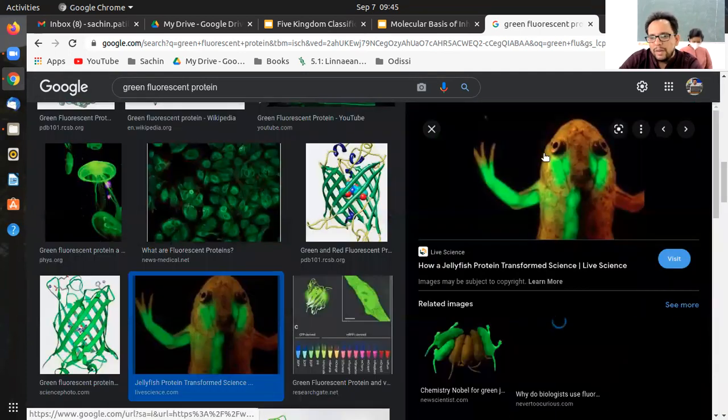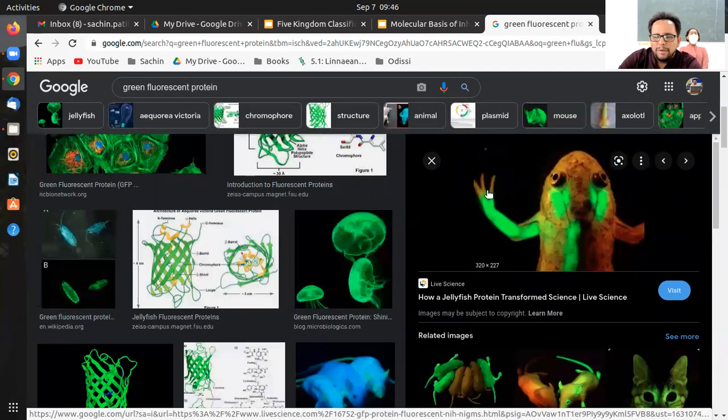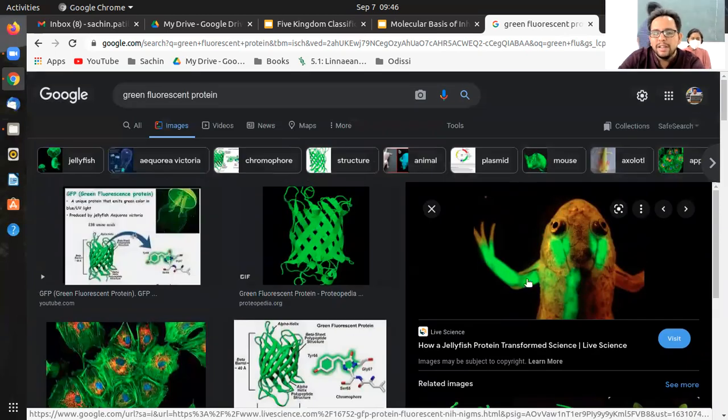You can see this is another interesting example. Within a frog, they have injected a certain protein along with this GFP, green fluorescent protein, and that's when the frog also shows the fluorescence or bioluminescence phenomena. So that's a common experiment. These are very common experiments done in the experimental biology setup.